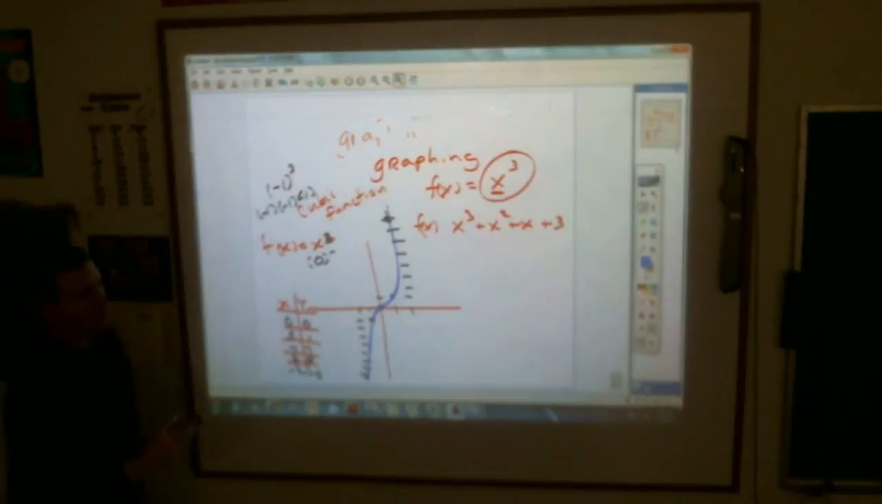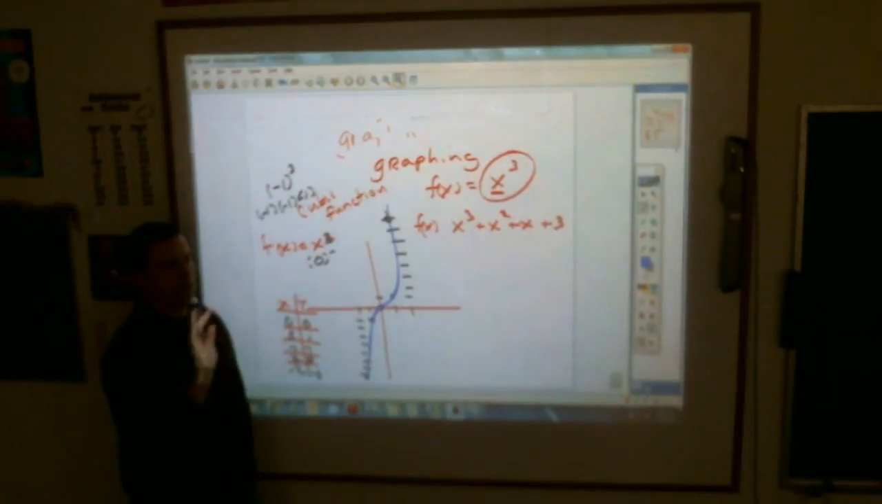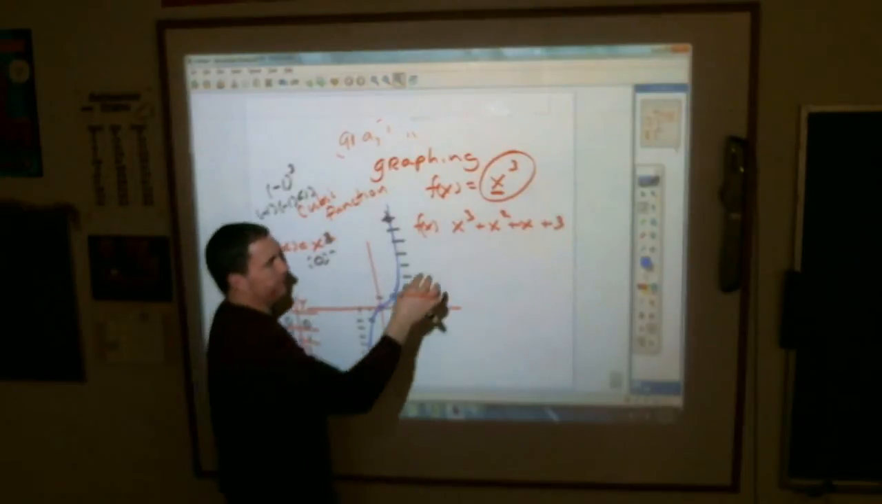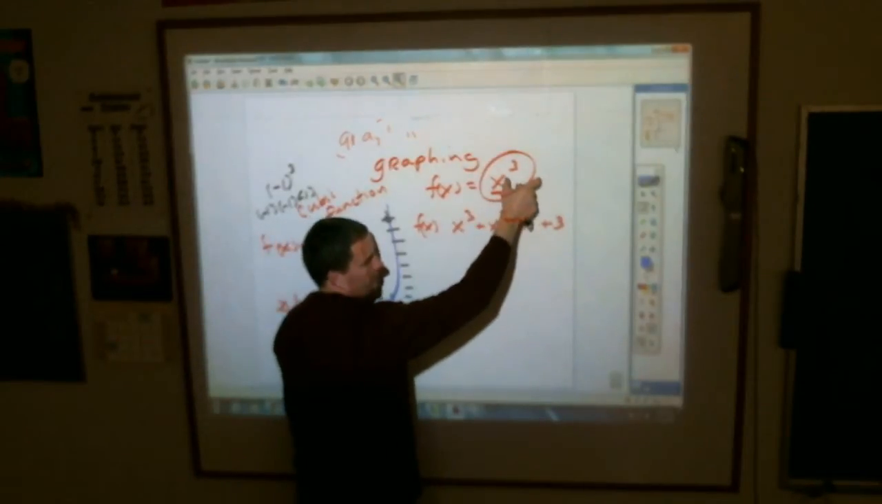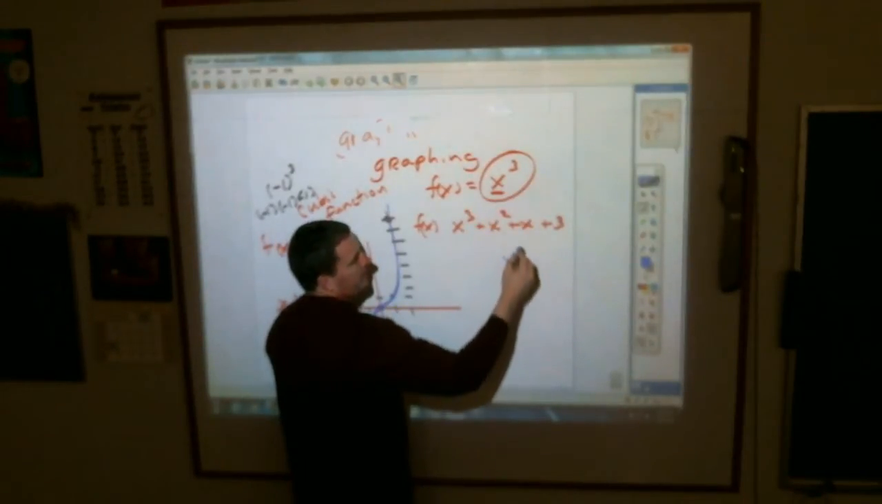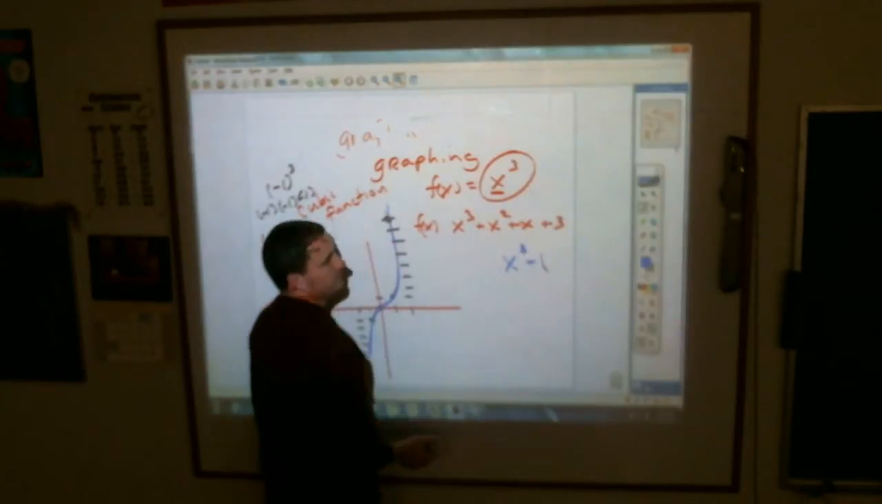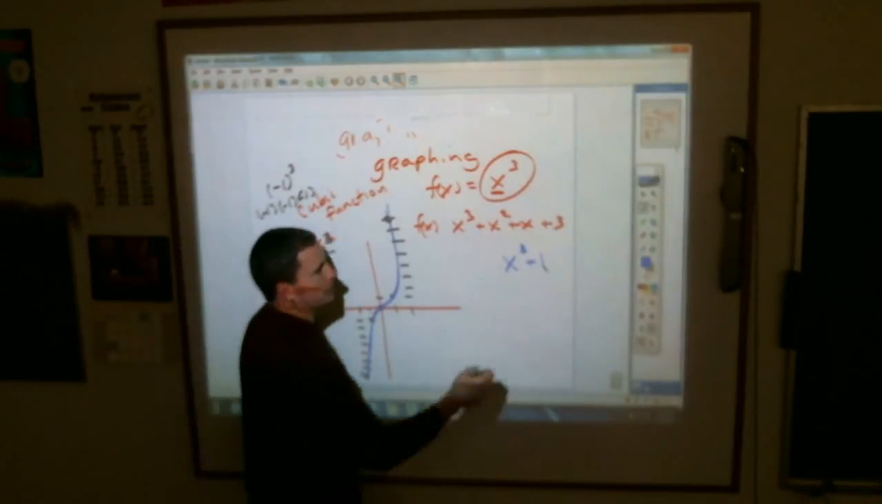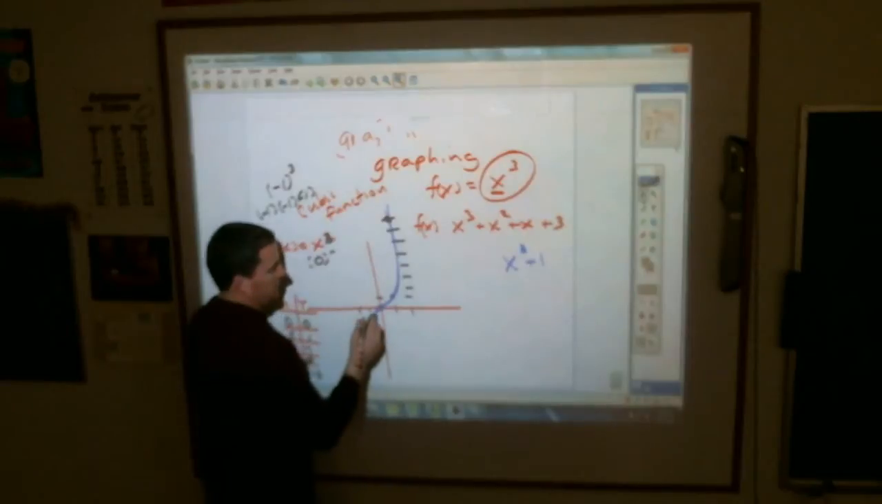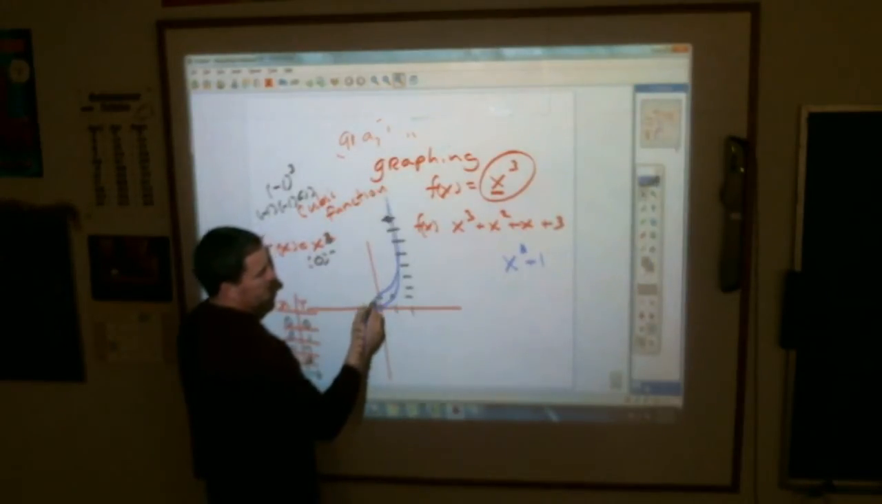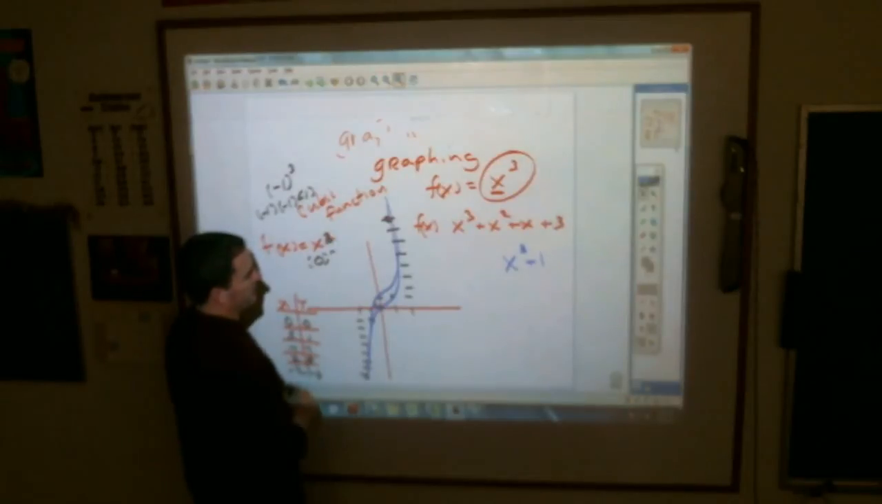Okay, and the only thing I'm going to ask you, the only shift that you are going to have to know is if there happens to be a single number after this. Like if I said x cubed plus 1. The only thing that is going to shift is it's going to take this and move it up one place up here to positive 1 or whatever it is.